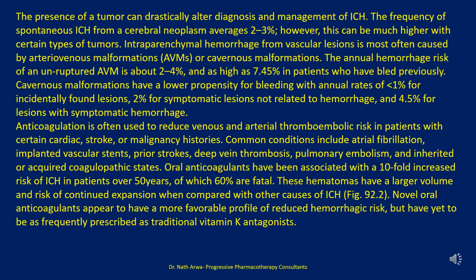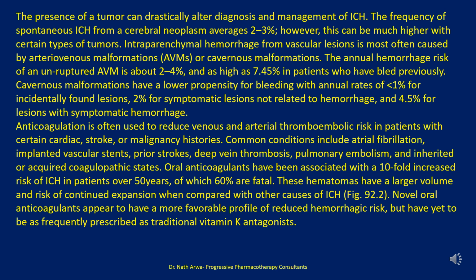Intraparenchymal hemorrhage from vascular lesions is most often caused by arteriovenous malformations, abbreviated as AVMs, or cavernous malformations. The annual hemorrhage risk of an unruptured arteriovenous malformation is about 2 to 4%, and as high as 7.45% in patients who have bled previously. Cavernous malformations have a lower propensity for bleeding with annual rates of less than 1% for incidentally found lesions, 2% for symptomatic lesions not related to hemorrhage, and 4.5% for lesions with symptomatic hemorrhage.